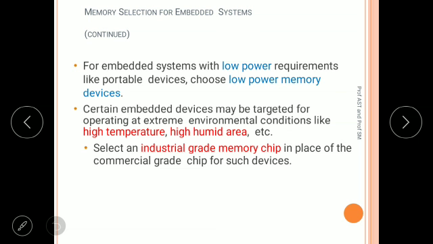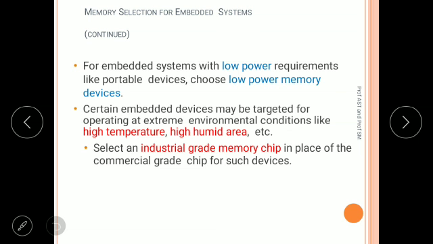For embedded systems with low power requirements, we should go for low power memory devices. There will be certain embedded applications which have to work in high temperature and high humidity areas. Then we cannot choose normal memory chips. We have to go for industrial grade memory chips in place of common grade chips. Or else if you use common grade chips, then obviously they cannot withstand that high temperature and humidity. They will stop working and the whole application will fail.